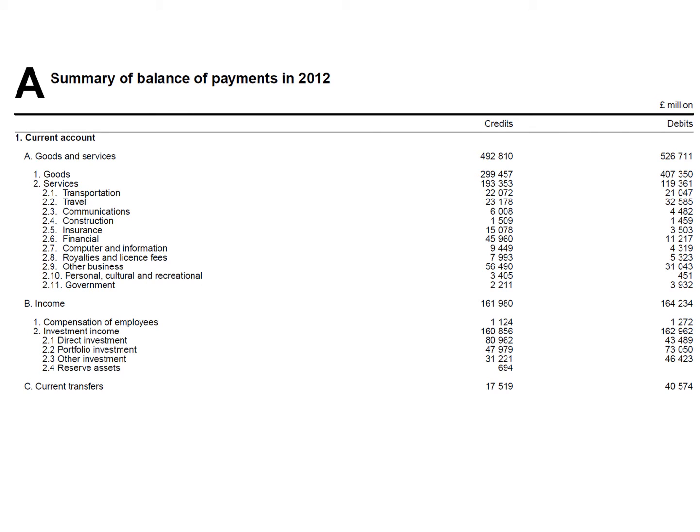Here's a quick snapshot so we can have an idea of what we're talking about. This is a summary of the balance of payments in 2012, and what we can see is a record of financial flows of money into and out of the UK. Credits here are money coming into the UK, and debits are money leaving the UK. And what we can see straight up in terms of goods and services is that more money was spent and left the UK than was received into the UK.